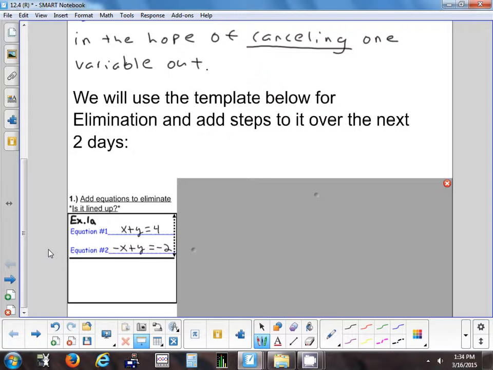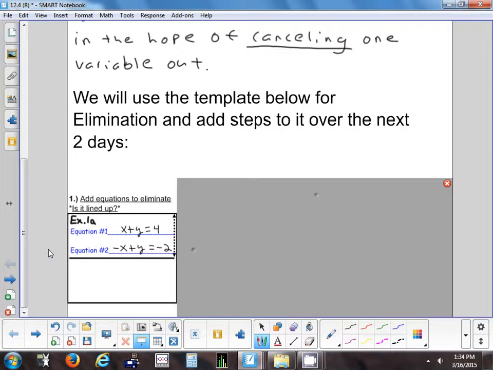It needs three things. What's one of those things? Same number. What else, Shelby? Same letter. Same number, same letter. What's the last thing, Dominic? Different signs. All right.